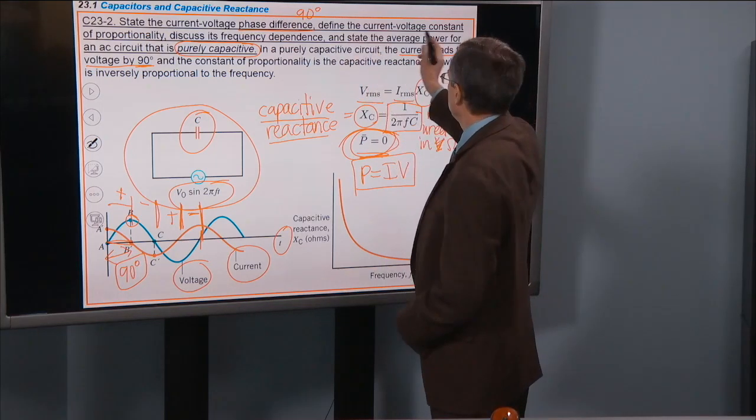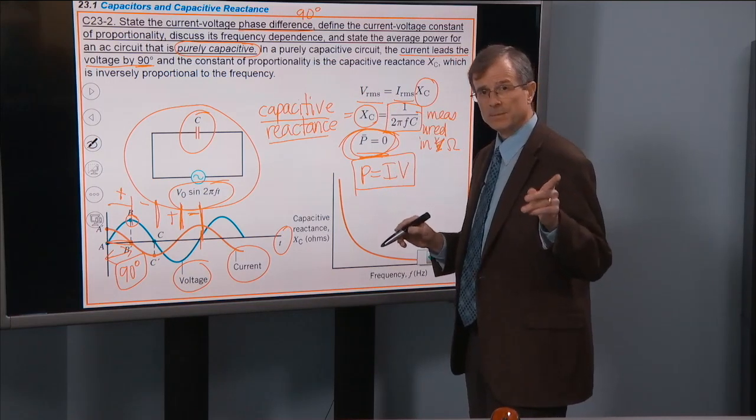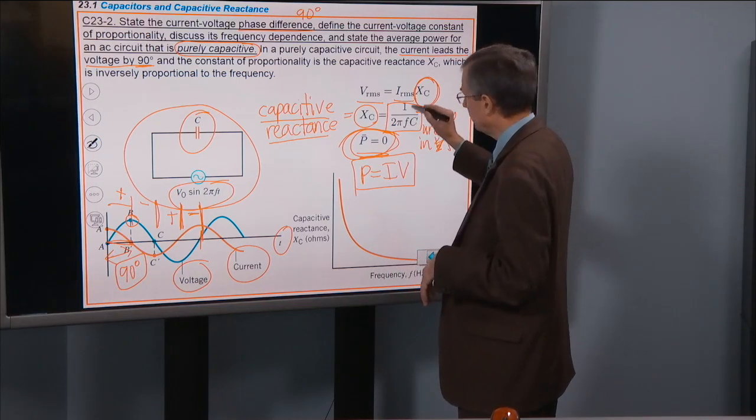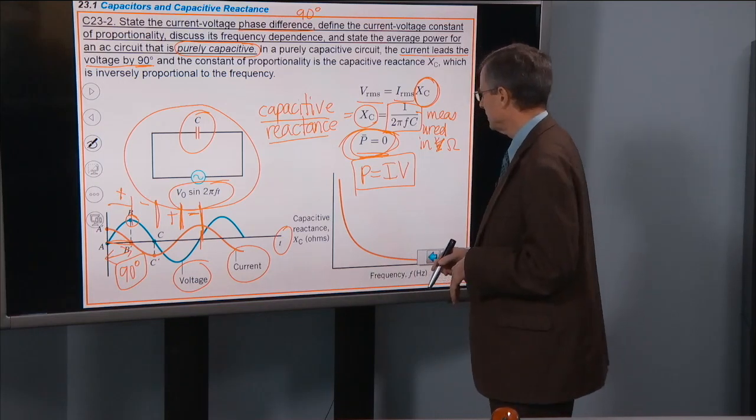Voltage phase difference, define the current voltage constant of proportionality. What is that? The capacitive reactance, X sub C. That's a coefficient of proportionality. Discuss its frequency dependence. We haven't talked about that yet.